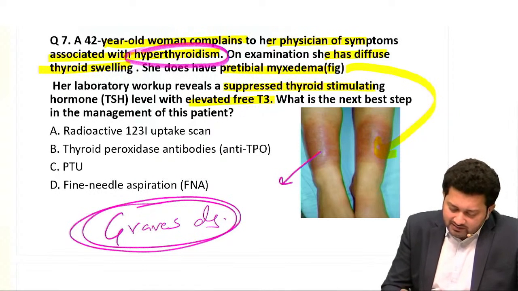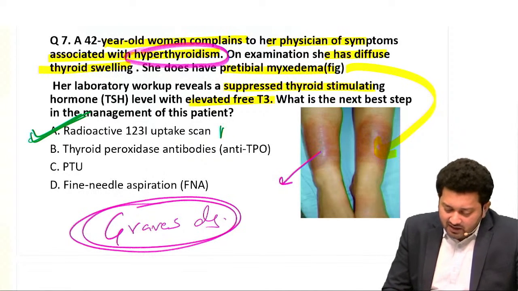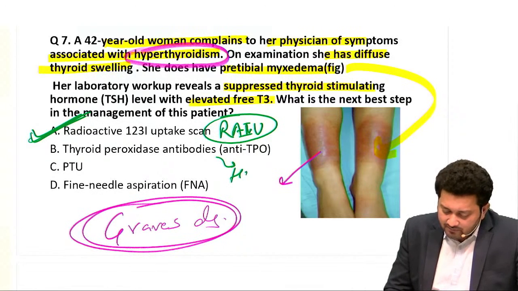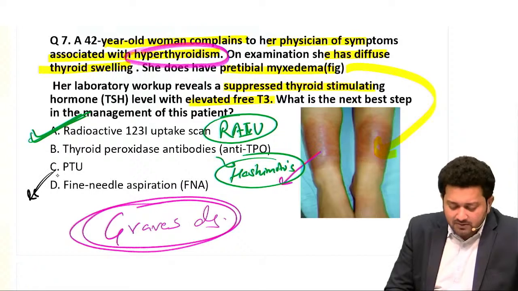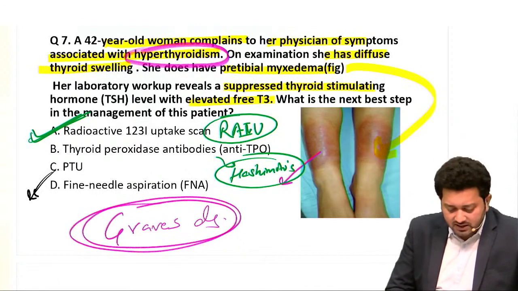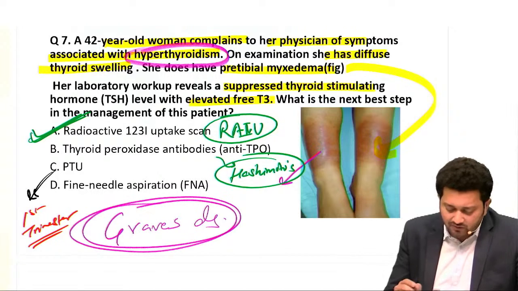Thyroid answer. I am sure most of you have marked correct. This is the radioactive iodine uptake test. Thyroid peroxidase is seen in Hashimoto's. PTU you can give to a patient of Graves if the patient is pregnant, especially in the first trimester. This patient is first of all not pregnant, so obviously there is no question of trimester.